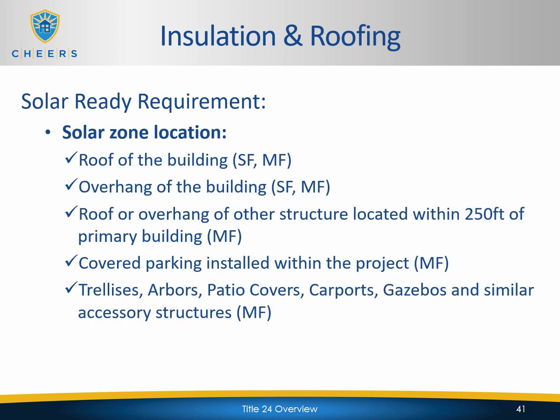So for solar zone location, basically it has to do with where the panels could go if they ever were put in. They can be located on the roof of the building, on the overhang of the building, for single family and multifamily, that's what the SF and MF stands for. For multifamily, they could be located on the roof or overhang or other structures located within 250 feet of the primary building. They could be located on covered parking installed within the project, or also they could be on trellises, arbors, patio covers, carports, gazebos, and other similar accessory structures. So that's basically identifying where the panels would go.